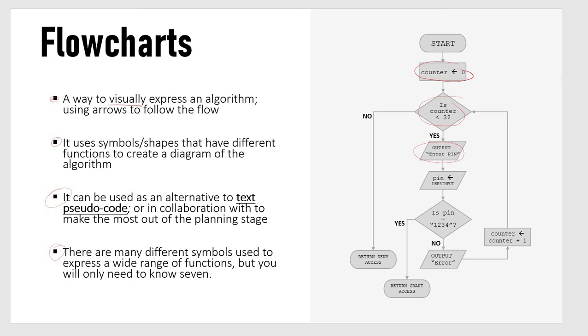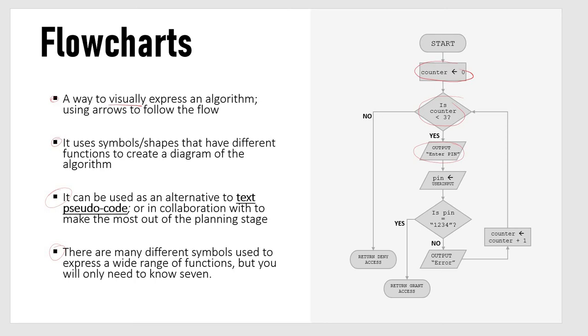There are in the real world many different shapes which represent different actions, such as reading to a database, contacting a server, for example. But for your GCSE exam, you don't have to learn more than 7 of these, and we're going to cover those later on in another part.